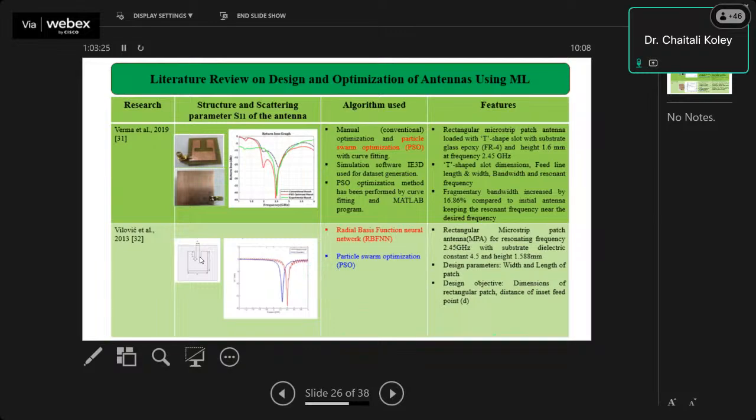They also fabricated the antenna, measured it, and compared the measured results with the simulated results. What they found is that the measured antenna values are comparable with the neural network calculation. Here the MAC value they obtained is 0.104.